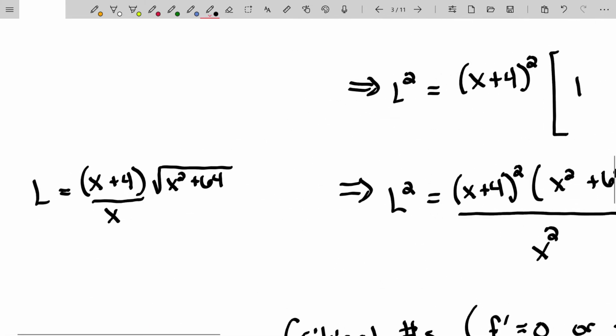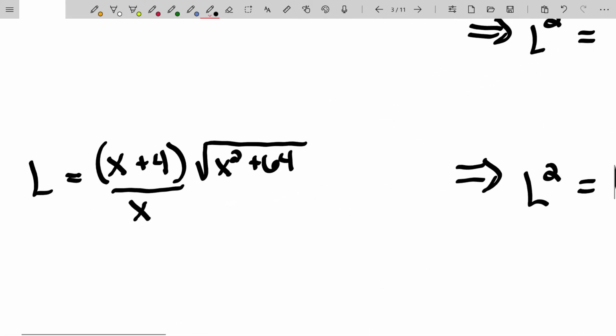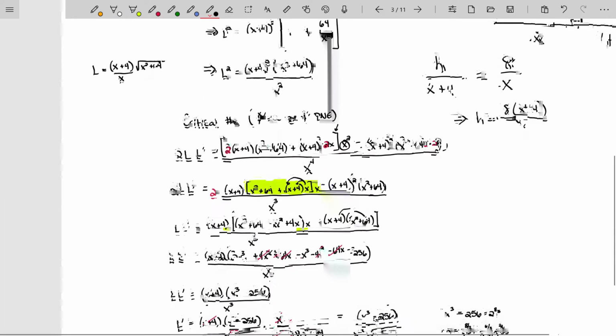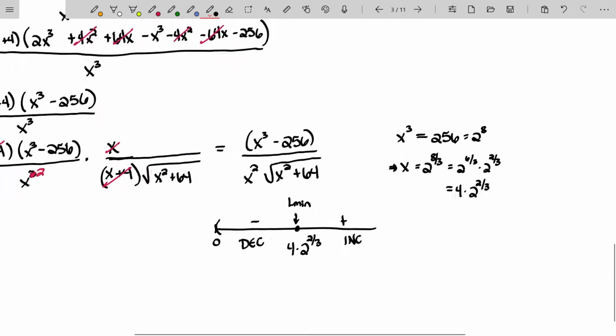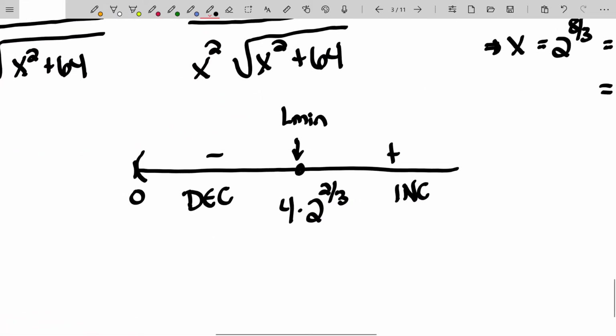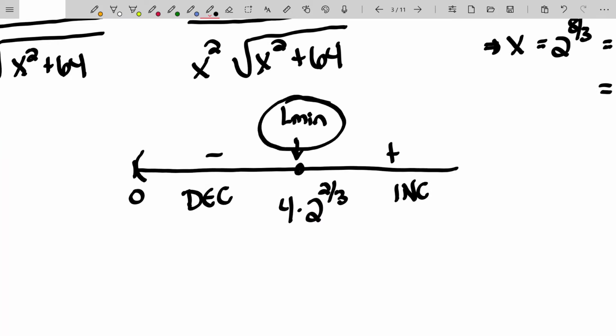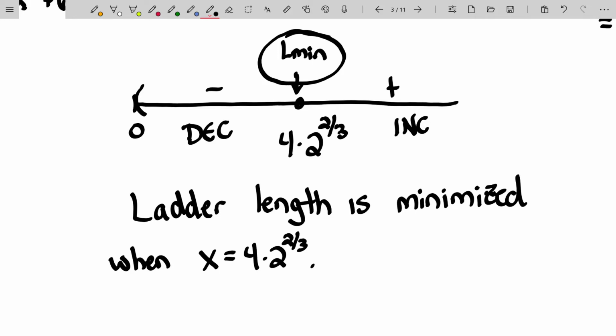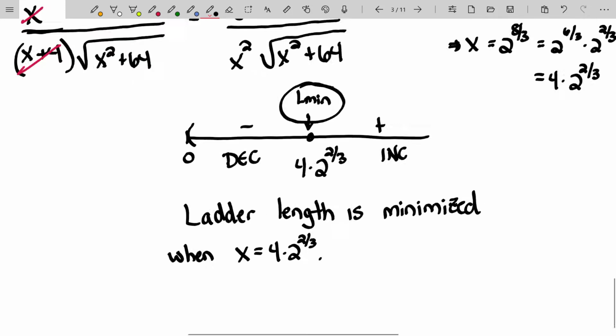Actually, technically, this is our function, but the reality is that it's continuous for any number greater than 0. So therefore, you have this continuous function. It's decreasing, and it's differentiable. It's decreasing and then gets to a minimum and increasing. So this must be our absolute minimum. That is, the ladder length gets minimized when x is 4 times 2 to the 2/3 power. So ladder length is minimized when x is equal to 4 times 2 to the 2/3. And that's, by the way, in feet.